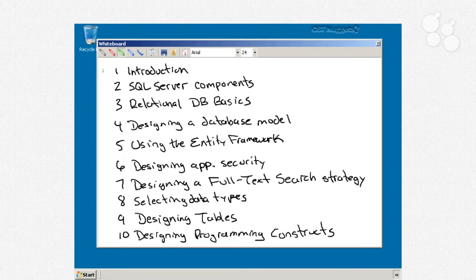Designing a SQL Server 2008 database solution. Hi, my name is Don Jones, and I'm going to be walking you through the complex and exciting tasks, techniques, and technologies that all exist around designing database solutions for SQL Server 2008.